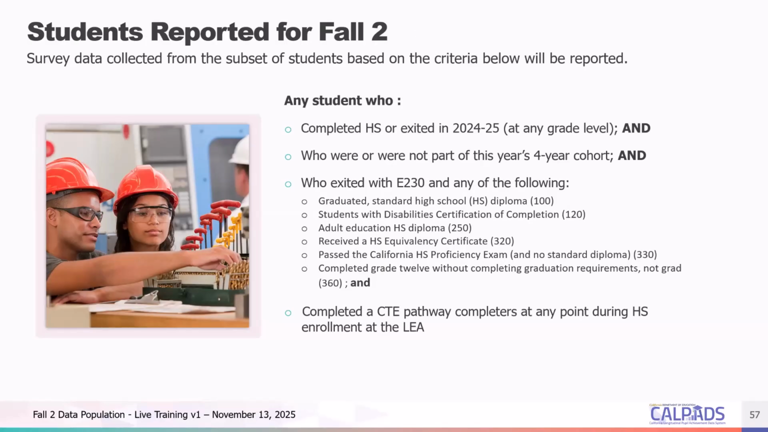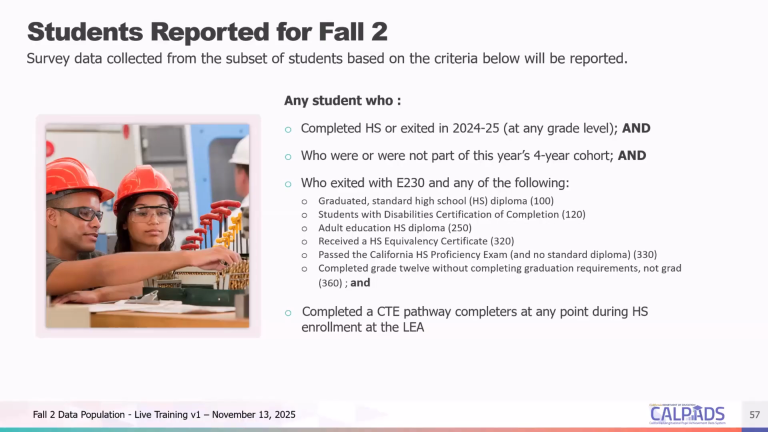So who are the students that we will report for Fall 2? We're going to report any student who has completed high school or exited in the 24 academic year. These students may or may not be part of your 4-year cohort, but more specifically, these students need to have these exit reason codes. E230, that denotes them as a completer, and they can have graduated high school, that's a 100 completion status. The alternative pathway, not listed here, that's a 102 completion status. They can be a student with a disability with a certificate of completion, that's a 120 completion status.